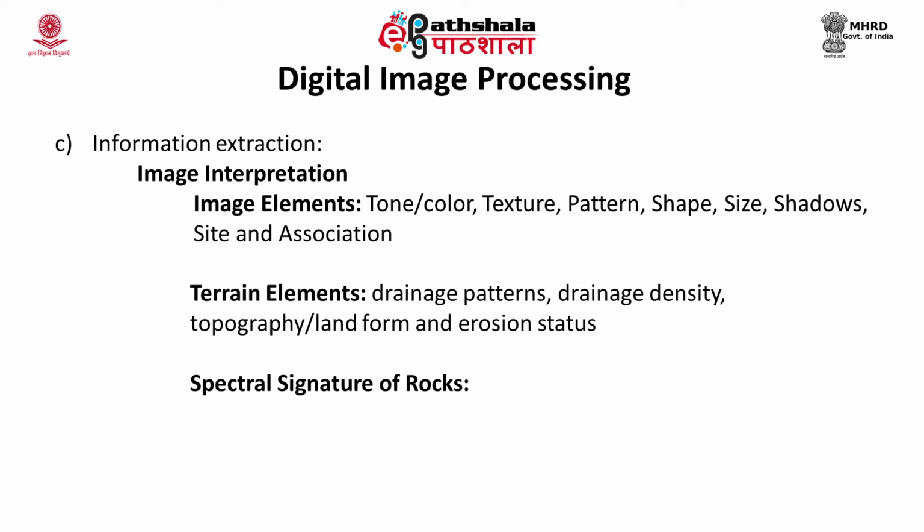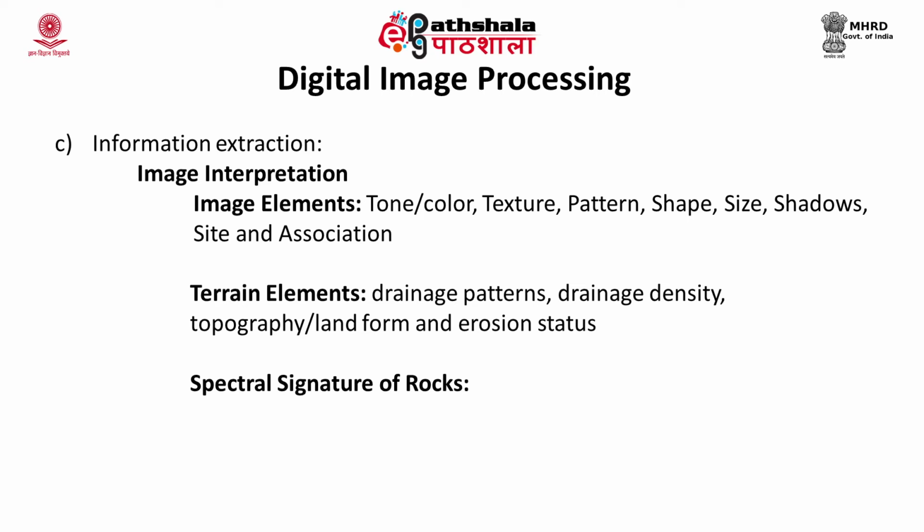Then the terrain elements, for example, drainage pattern, drainage density, topography, landform and erosion status. In the terrain element, drainage pattern or drainage density, different types of drainage develop over different types of rock. So, from this particular interpretation we get a bulk idea about the particular lithology present in that area. And then the spectral signature of rock.